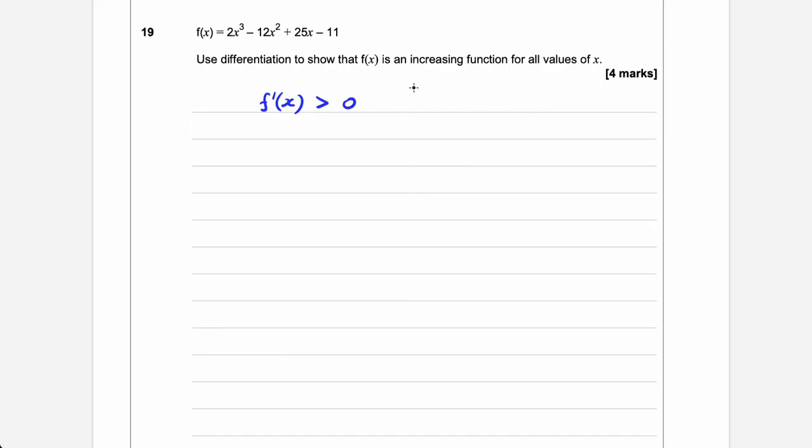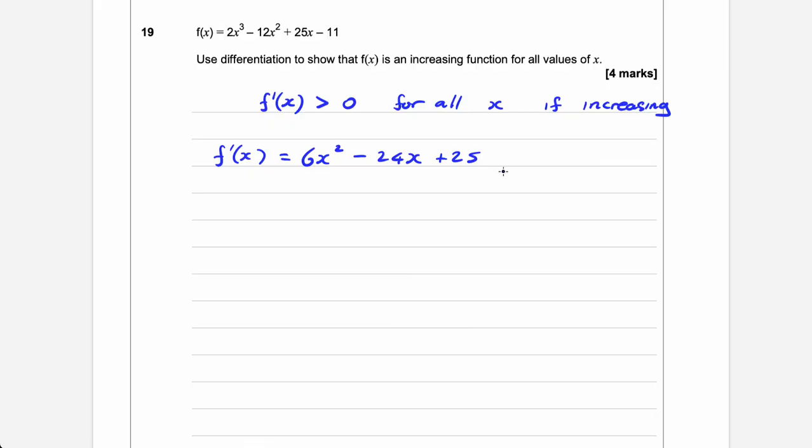So for all values of x, if it is increasing. Now he's saying to show that it's increasing. So let's first find f dash of x and show that this is greater than 0 for all values of x. Okay, f dash of x: multiply by the power, 3 times 2 is 6, subtract 1 from the power, so it's 6x squared. 2 times minus 12 is minus 24, subtract 1 from the power, it's x. This becomes 25. And this becomes 0. So it's 6x squared minus 24x plus 25.